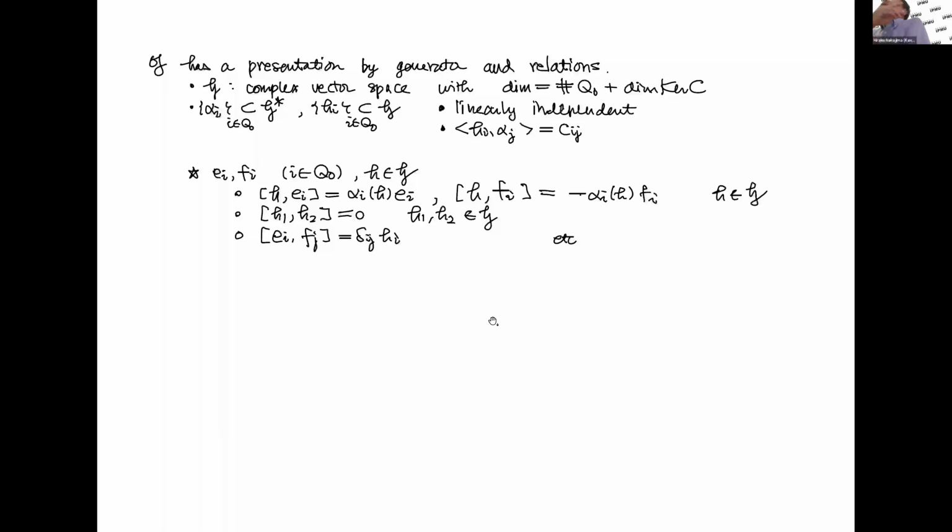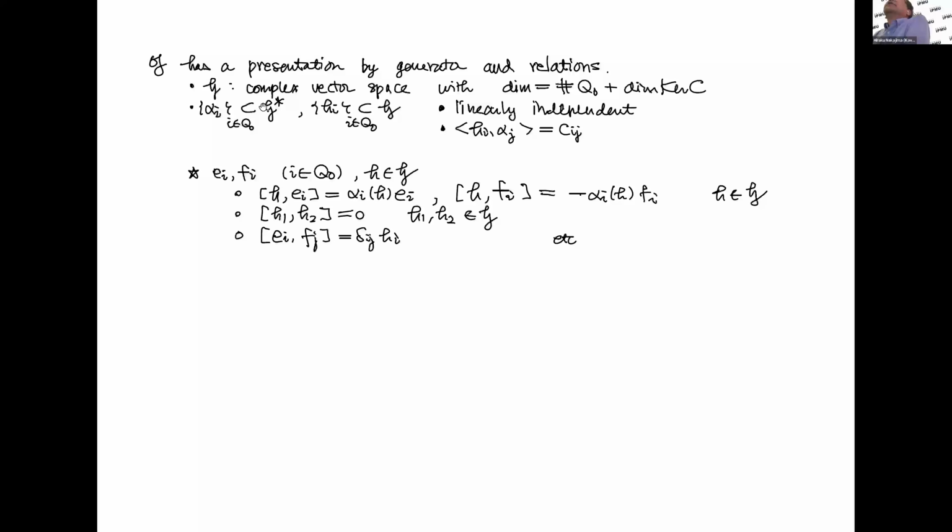So anyway, I briefly recall the definition of the Kac-Moody real algebra. This G is given by generators and relations, and the generators are these. H, which is usually called the Cartan subalgebra, is a complex vector space, and the dimension is equal to the number of vertices in the graph, plus the dimension of the cokernel of C. I only consider the finite type case, and then C is invertible, so the second summand is 0 and the dimension is just the number of vertices Q0.